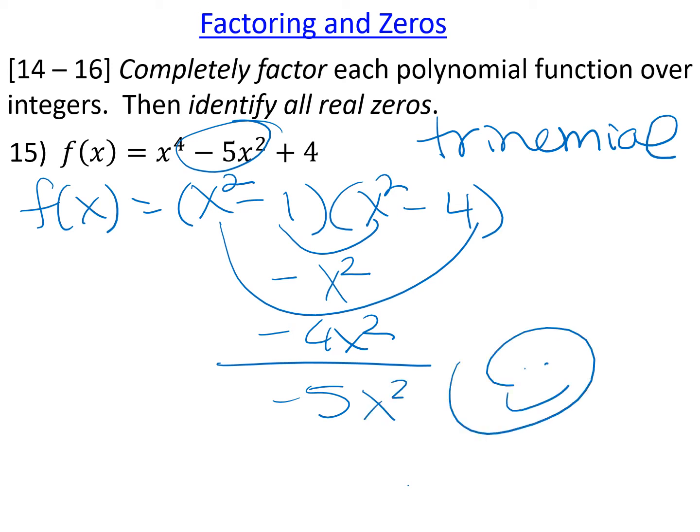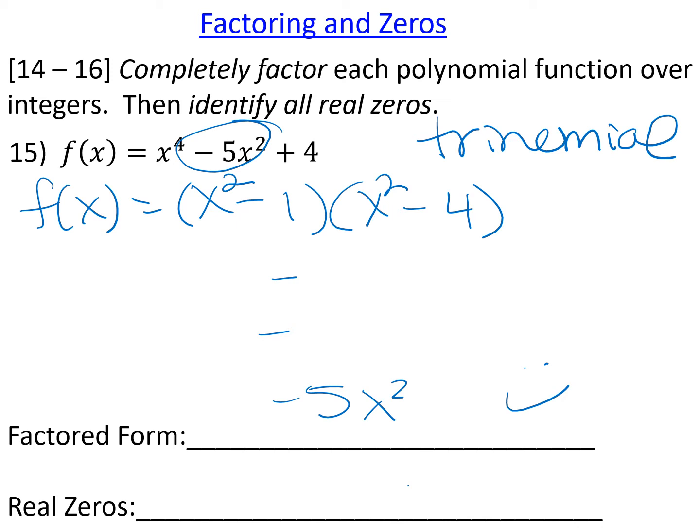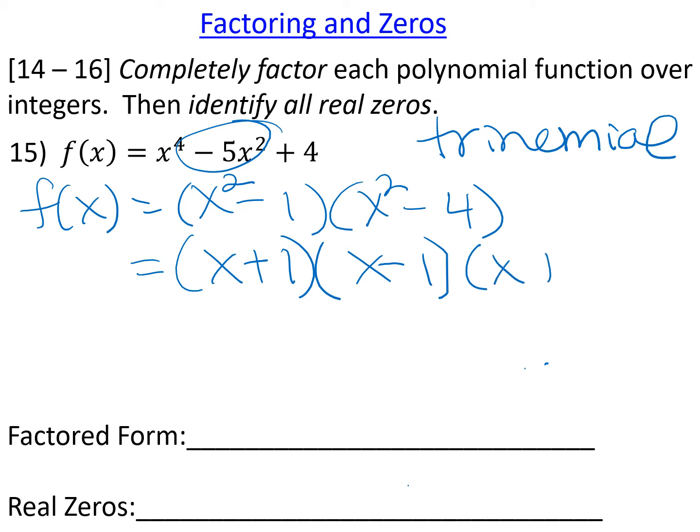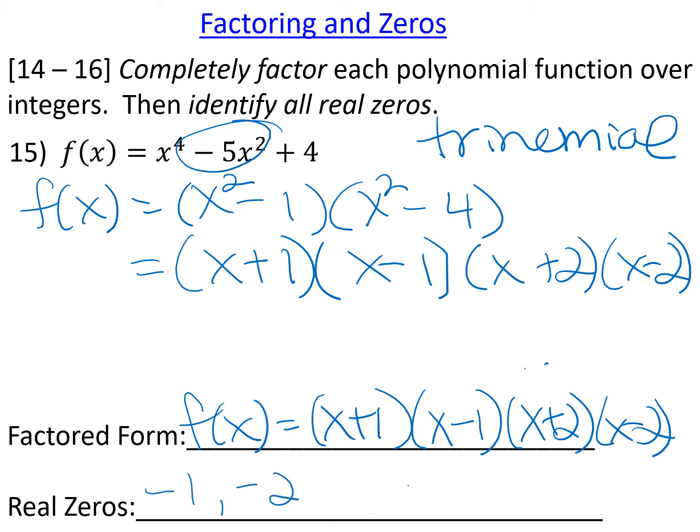Okay, so let's see here. I'm going to erase this part just so I can make room. Here I have 2 sets of difference of squares, so x plus 1, x minus 1, x plus 2, and x minus 2. Okay, so I'm going to put that down here. That gives me a lot of x-intercepts. I get -1, -2, 1, and 2. Final answers. Okay, next one here.